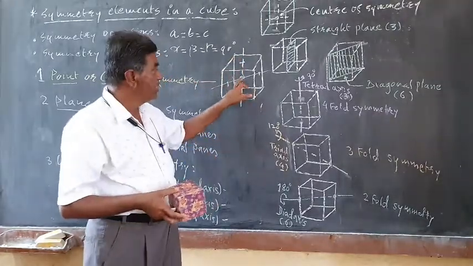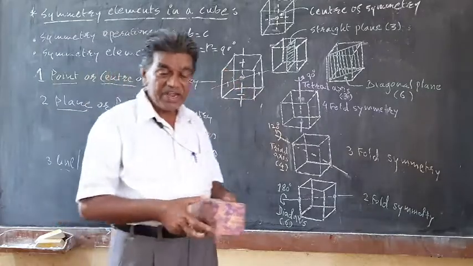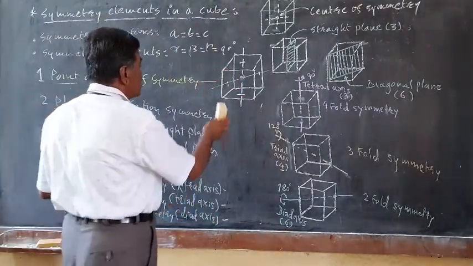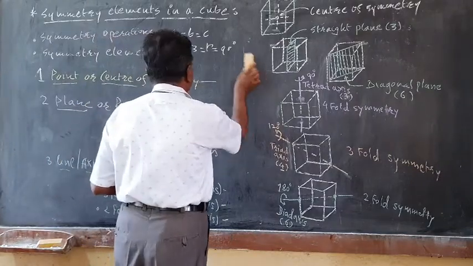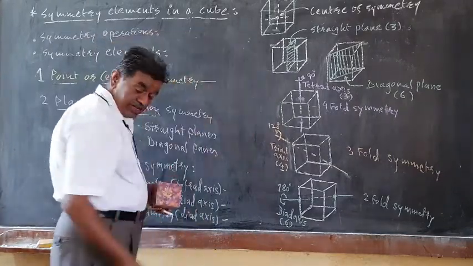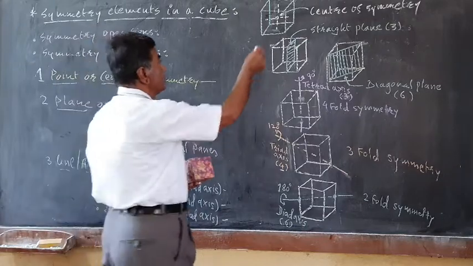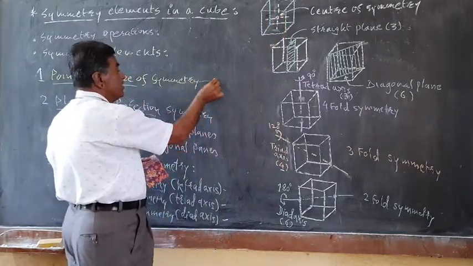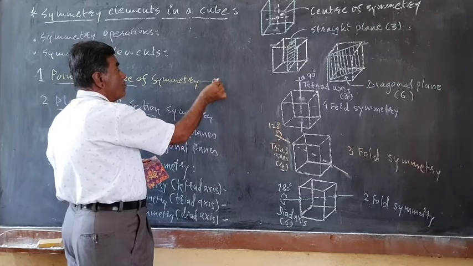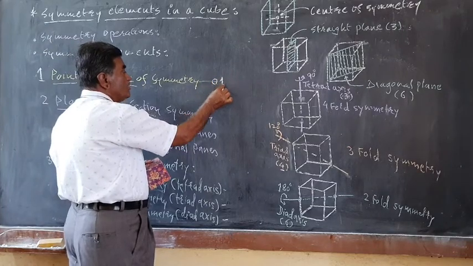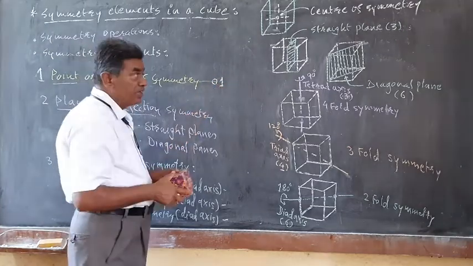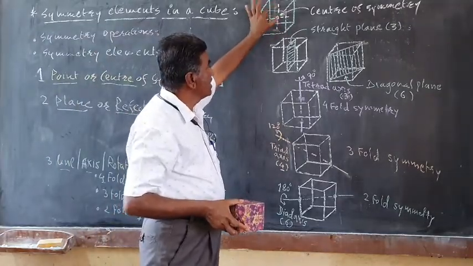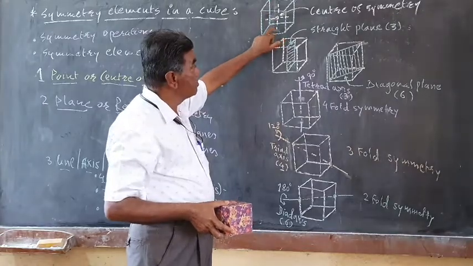So in a cube there exists only one such point, and that is nothing but the center. The center of symmetry in the cube is only one, and it is given in this figure here. So this is the one point. There is only one center of symmetry in the cube. That is the center point, for which any line drawn through it meets the surface of the crystal at equal distances. It is shown in this figure.